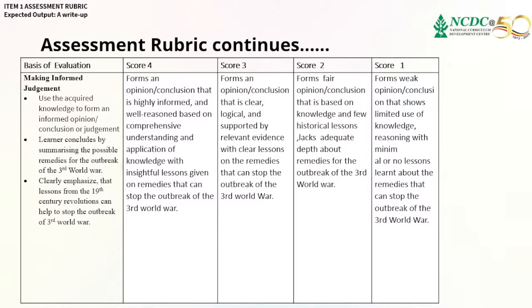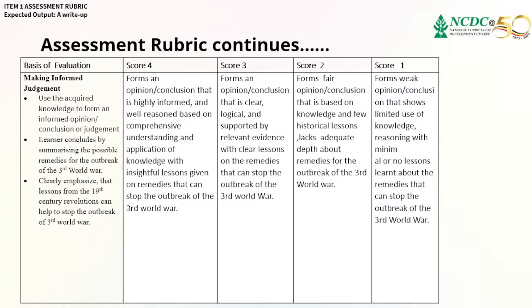Then clearly emphasize that lessons from the 19th century revolutions can help to stop the outbreak of the Third World War. What they learned in previous topics, the French Revolution, the 1848 Revolution, the Eastern Question, all that can help in generating the ideas, generating the lessons which the learner can use to provide solutions that can avert the possibility of the outbreak of the Third World War.